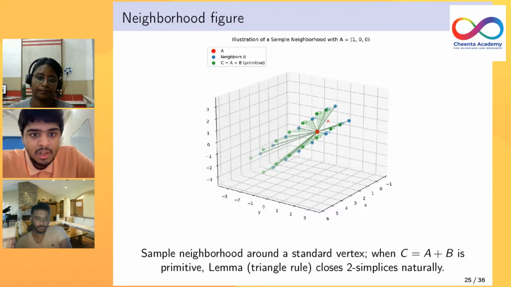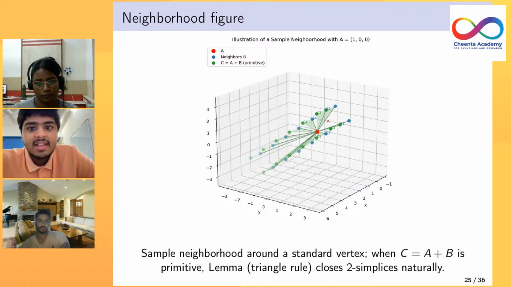This is an example of a neighborhood of A100. Please look at this neighborhood diagram. When C equals A plus B, when it's primitive, the additive triangle rule referenced earlier closes two simplicities naturally, and many incident edges appear around non-isolated vertices. This picture builds intuition for how adjacency and addition work principally well in the 3D Farey graph.